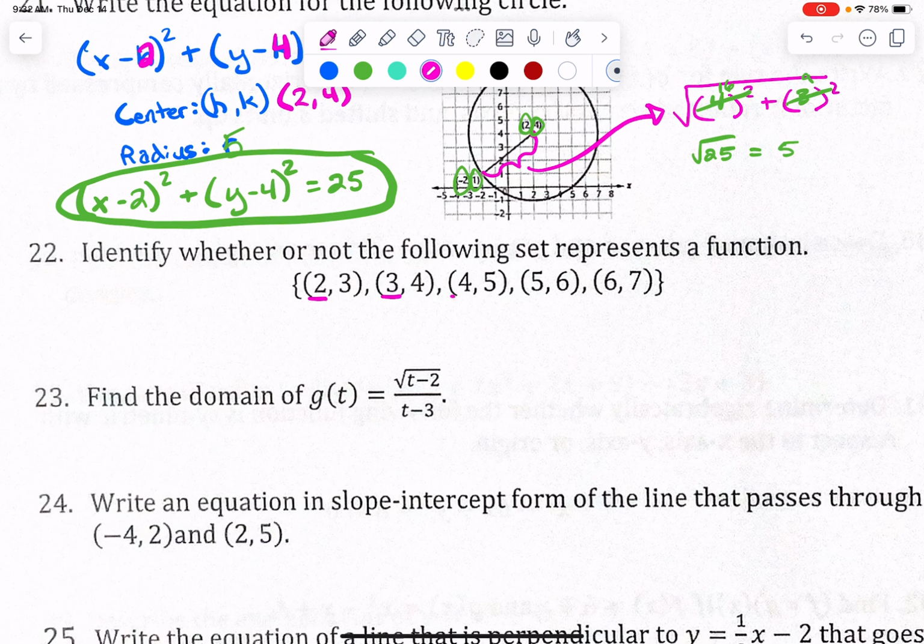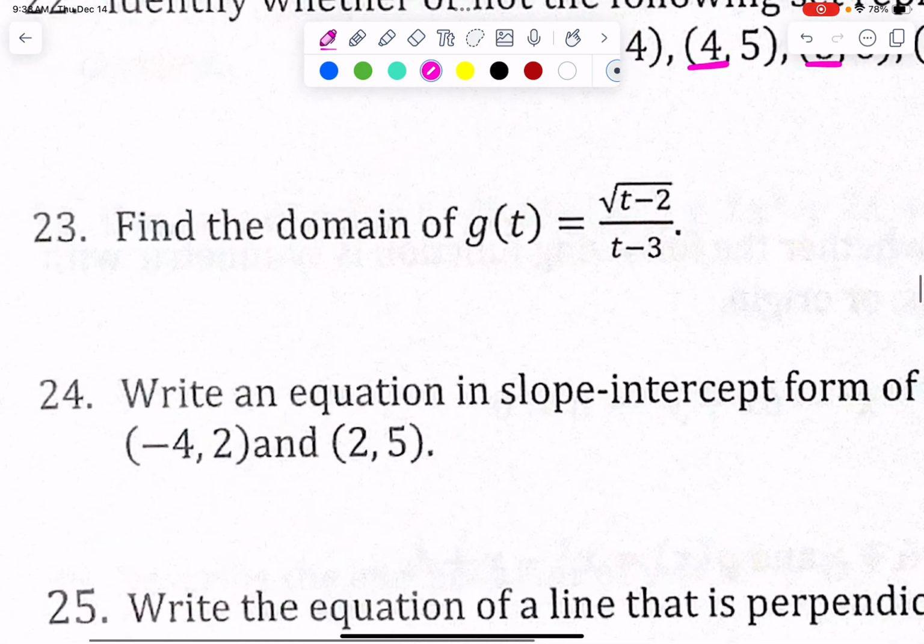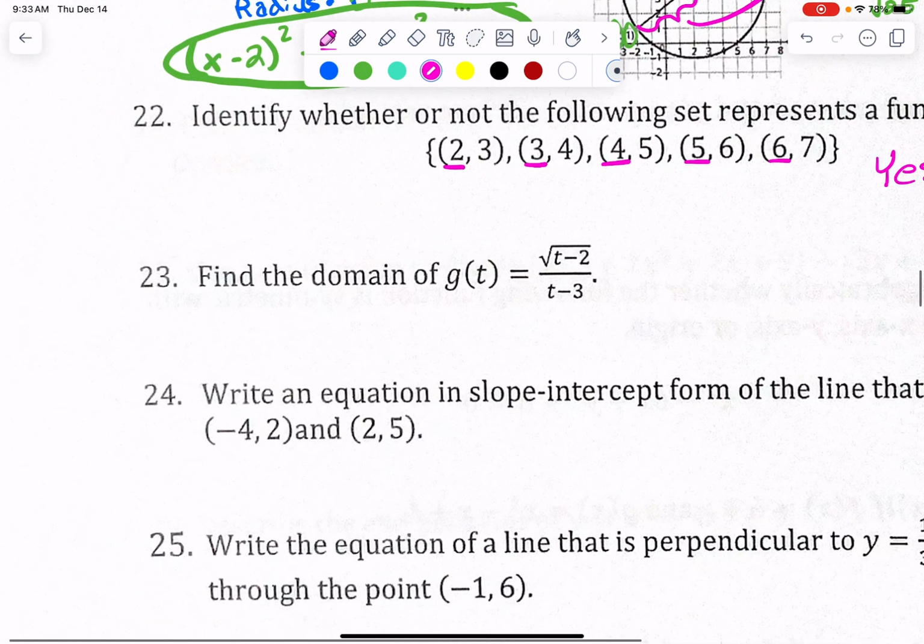2, 3, 4, 5, 6. We're good. Yes, it's a function. Perfect. Okay, that was nice. 23, find the domain. All right. Domain.